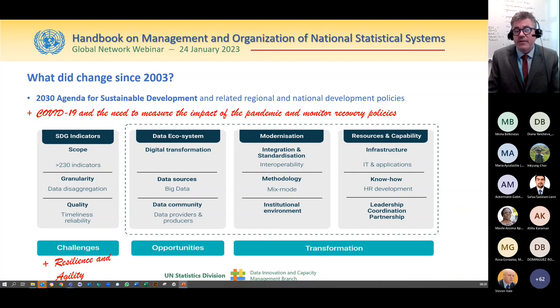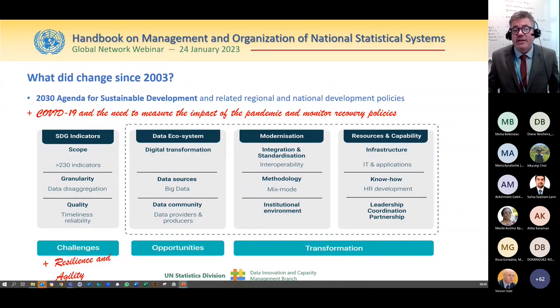On top of that, since COVID-19, something that was added to that stress is resilience and agility. We noticed during COVID-19 that our regular production processes were impacted. That's number one. We were not able anymore to produce what we used to produce. And second, we got additional requests for data, statistics, and indicators to monitor the impact of the pandemic.